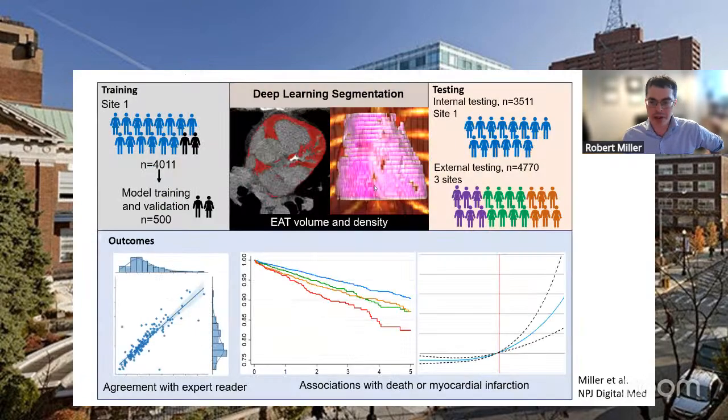We wanted to see, could we use the same approach again with these low quality CT attenuation scans? It's really problematic, at least in theory, for epicardial adipose tissue because you're looking for a density-based measurement adjacent to a structure that's moving, so it could significantly complicate the task of segmenting it. So what we did here is we split the data into internal testing, 3,500 patients, and external testing, 3 sites with almost 5,000 patients.